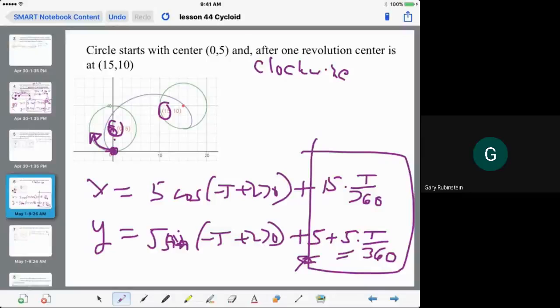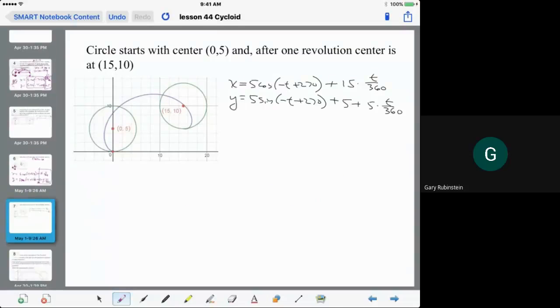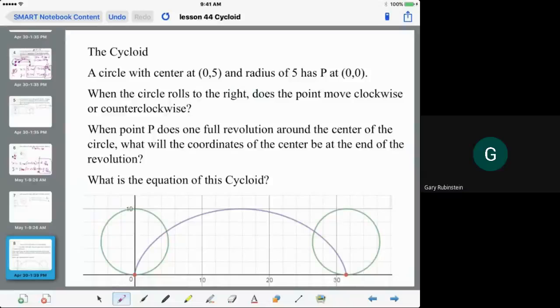Okay, now we are ready for the finale of today's lesson, the cycloid. So this is what happens in the real world if we have a point. This circle, just like the other ones, has a center at 0, 5. Now, because the circle's going to the right, you don't have to be told whether it's clockwise or counterclockwise. Remember Riley had asked, in a floating circle, you have to ask, is it clockwise or counterclockwise?